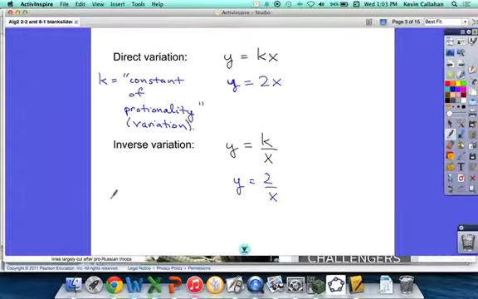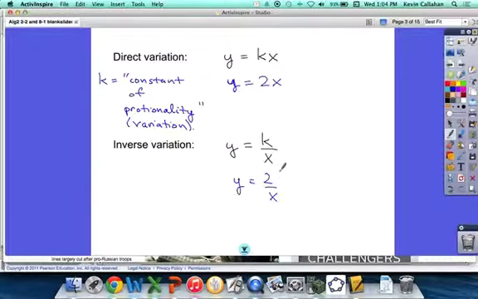Now, the way I like to think of it is, if it's a direct variation, x and y vary in the same direction. Meaning, if I double x, I'll double y. If I cut x in half, I'll cut y in half. Right? Because they're at the same level on both sides of the equal sign, they're both in the numerator. As one changes, so does the other. They vary directly.